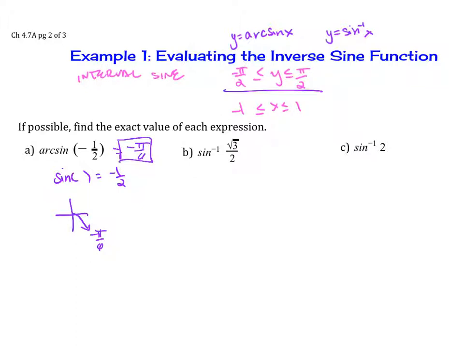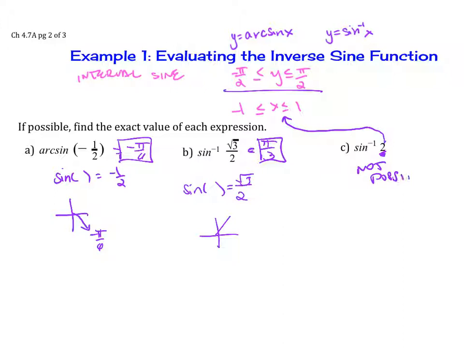Okay, so sine inverse of √3 over 2. Again, another way to think about that is, what angle has a sine of √3 over 2? Well, sine is positive, so it's here, and that is at pi over 3. So now we have sine inverse of 2. Notice that this value is not within the domain, so it's not possible.